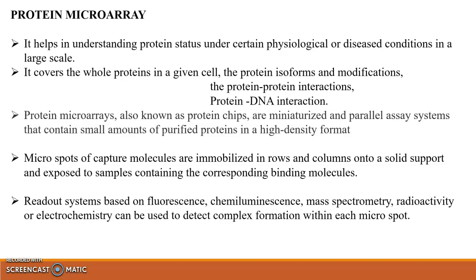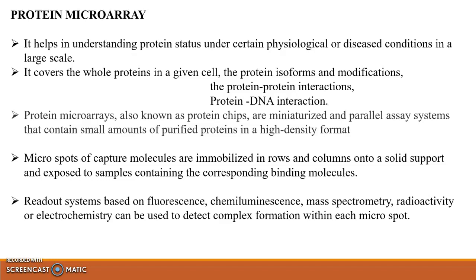The protein microarrays are also known as protein chips. These are miniaturized and parallel assay systems that contain a small amount of purified protein in a highly dense format. They allow the simultaneous determination of a great variety of analytes from a small amount of sample within a single experiment. That is the main motto of the microarray. By using a small amount of the sample, the functional properties of various genes can be analyzed in a quick and efficient manner.